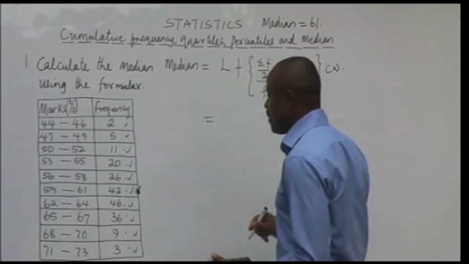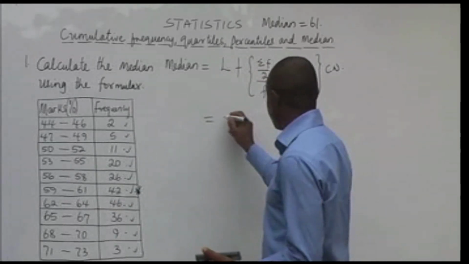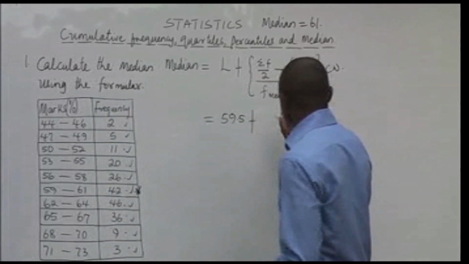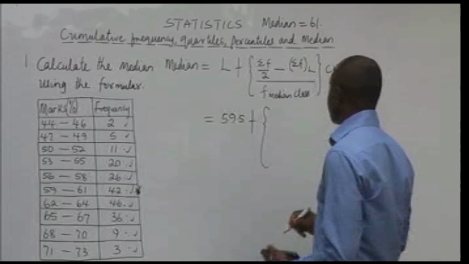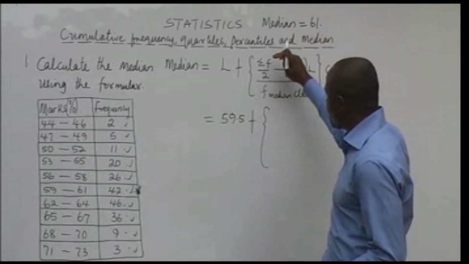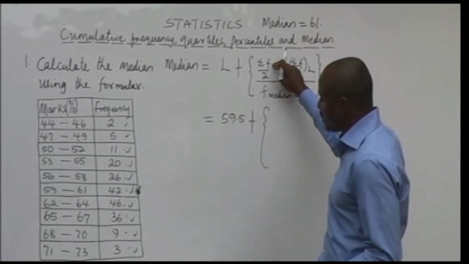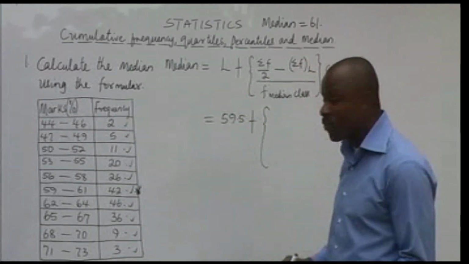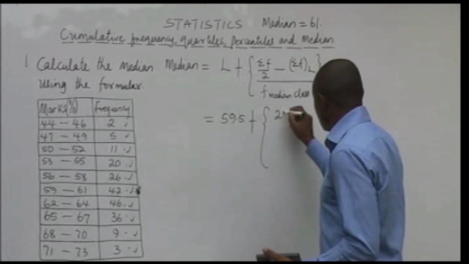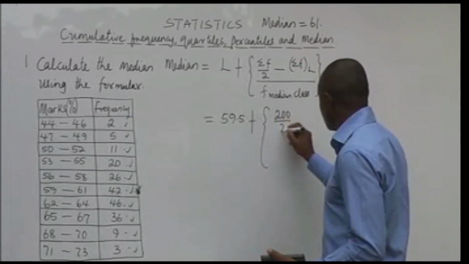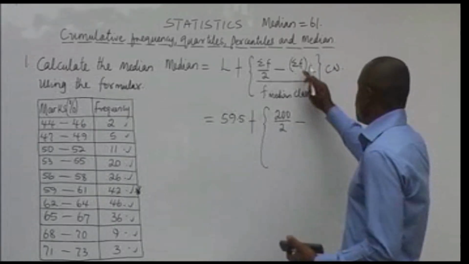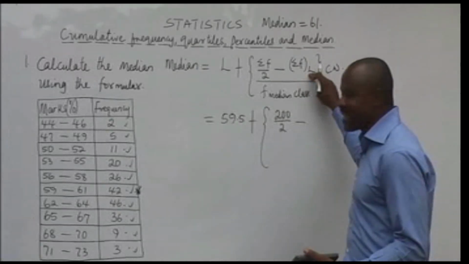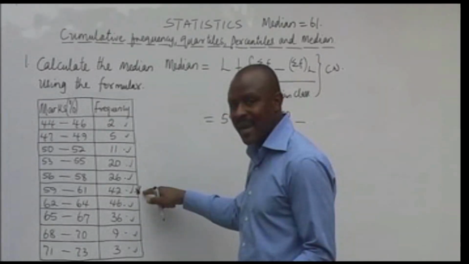So write it down, 59.5. So we have 59.5 plus, open your bracket, summation F. That means the sum of the frequencies. Sum of the frequencies is when you add up all these things, and it gave us 200. So we're going to have 200 divided by 2, then minus sum of the frequencies of all the classes that are for the median class.